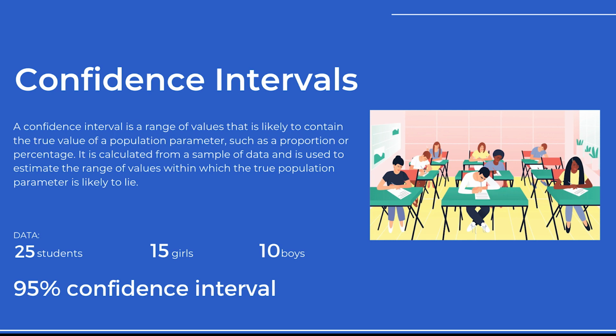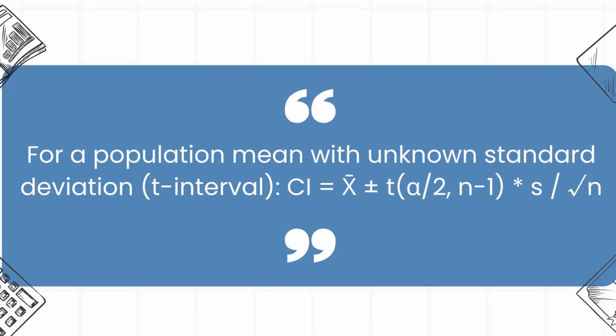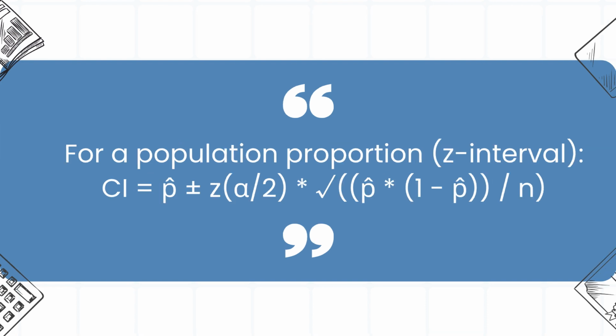For example, let's say we have data on 25 students, and we want to estimate the proportion of girls in the population of all students. We find that there are 15 girls and 10 boys in our sample. To calculate a 95% confidence interval for the true proportion of girls in the population, the exact formula depends on the specific situation, but it would involve the sample size, the sample proportion of girls, and the z-value for a 95% confidence interval.